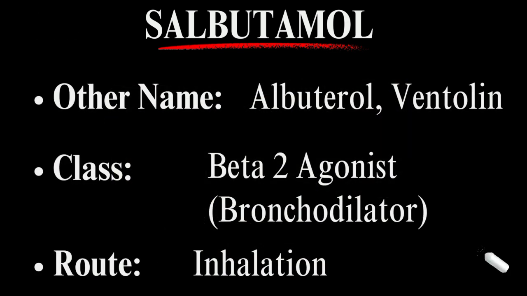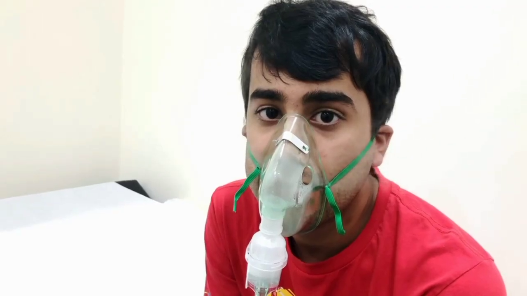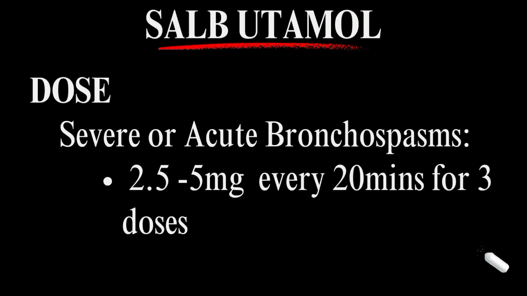Salbutamol. It's sold under the brand name albuterol or Ventolin. It's a bronchodilator, a beta-2 agonist. It works by relaxing the airway smooth muscles in order to enhance ventilation. The route of administration is inhalation. It's used to relieve bronchospasms and shortness of breath in asthmatic patients, and also patients with chronic obstructive pulmonary disease. The dose for acute or severe bronchospasms is 2.5 to 5 mg every 20 minutes for 3 doses.